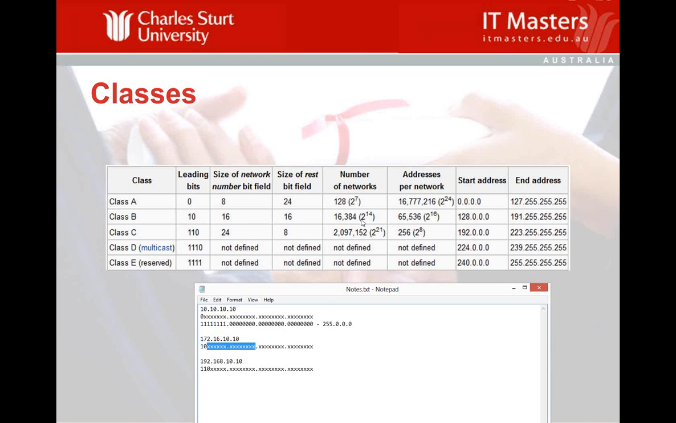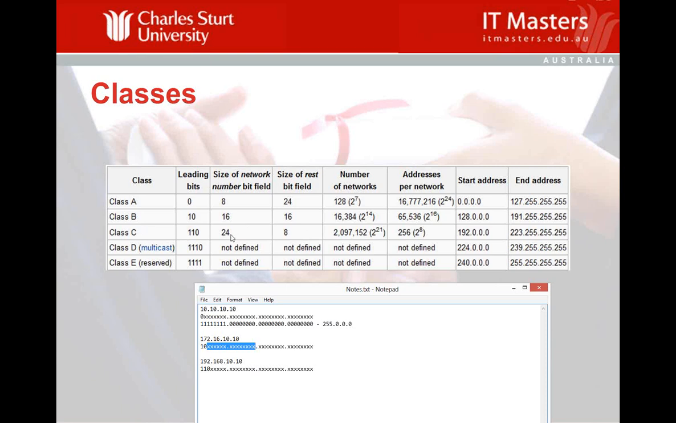2 to the 14. The reason we're using 2 is that it's a binary number system, so each bit can only have a value of 0 or 1. That's where the 2 comes from. The 14 comes from the fact that we can use 14 of those 16 bits for our network number to manipulate our subnet mask, which means we can have up to 16,384 subnets using a Class B address, with up to almost 66,000 hosts on each network.